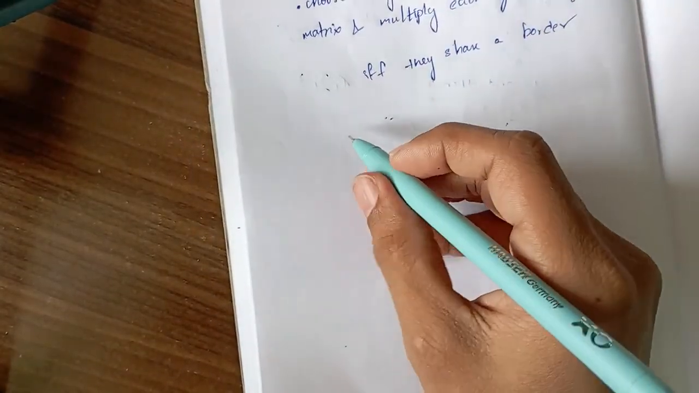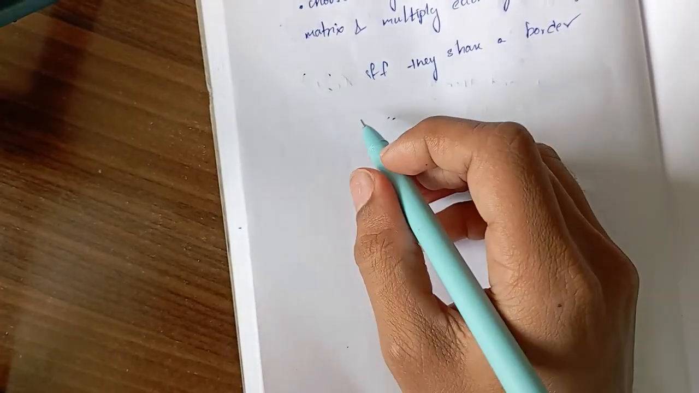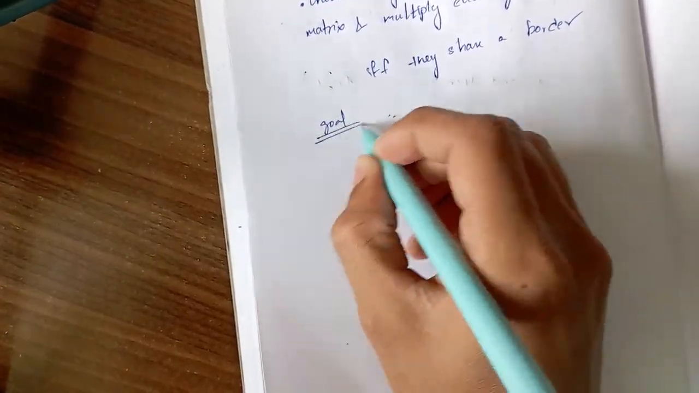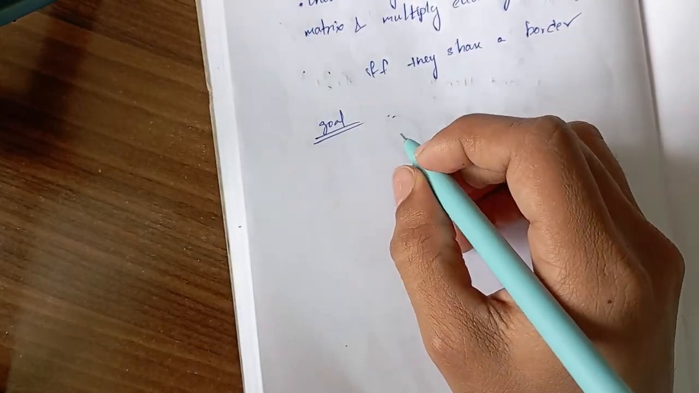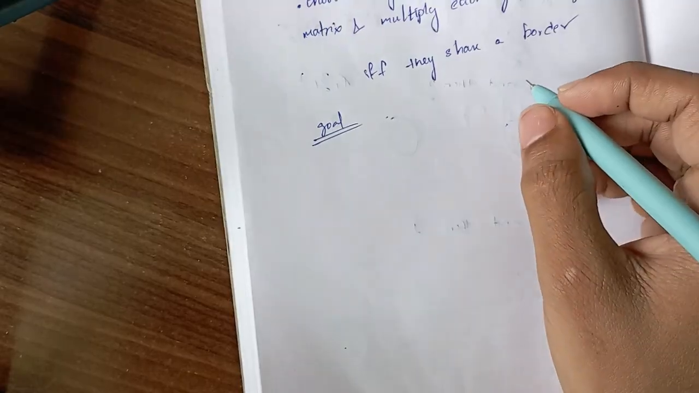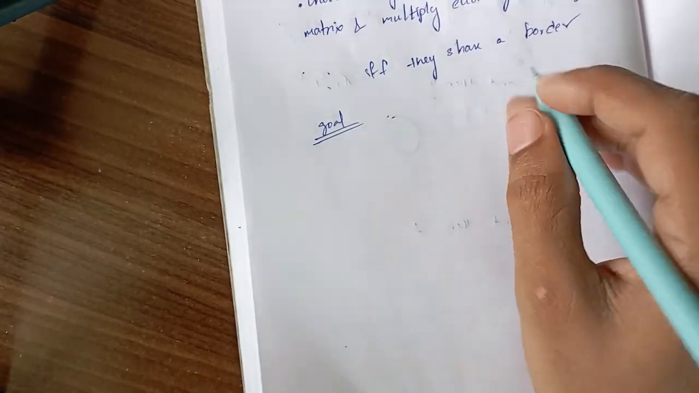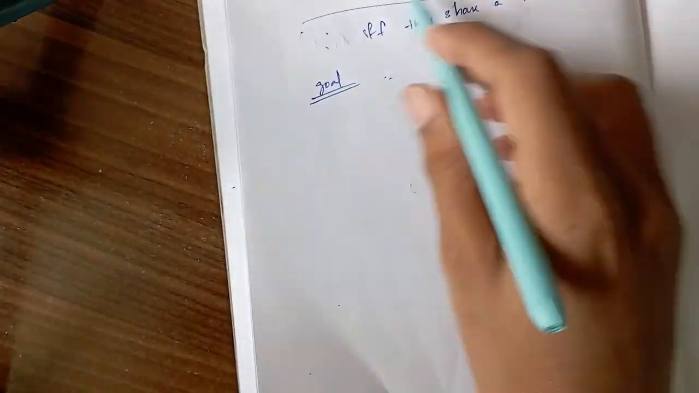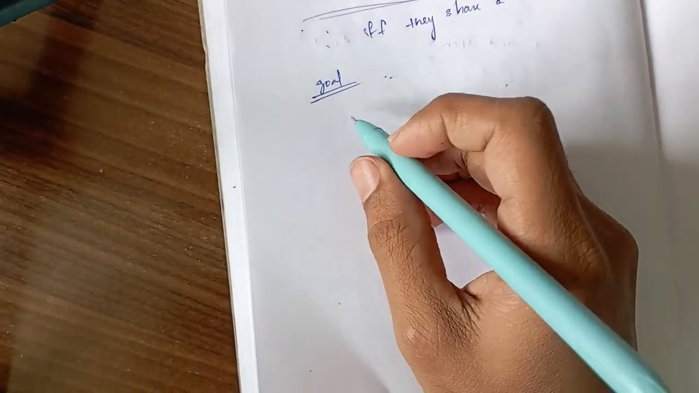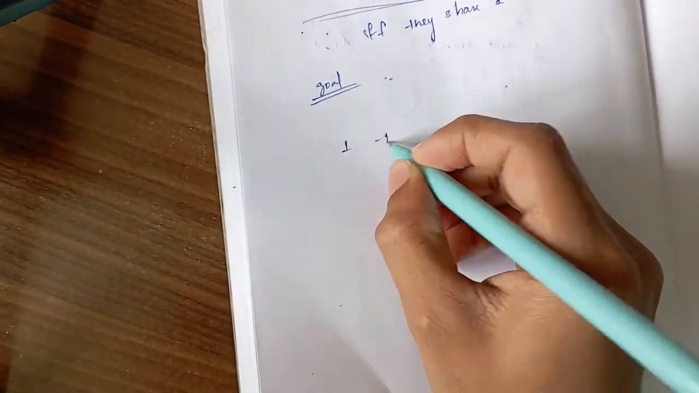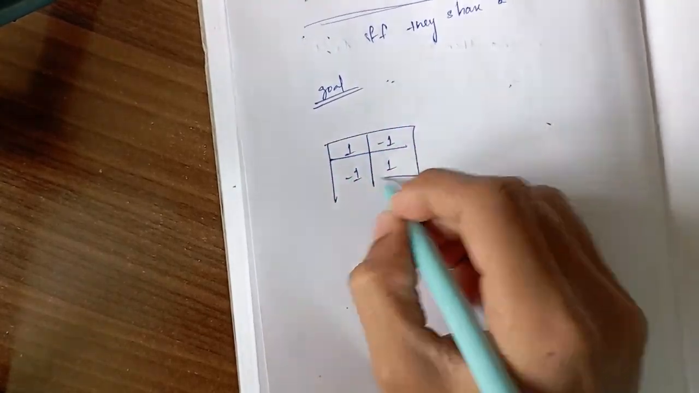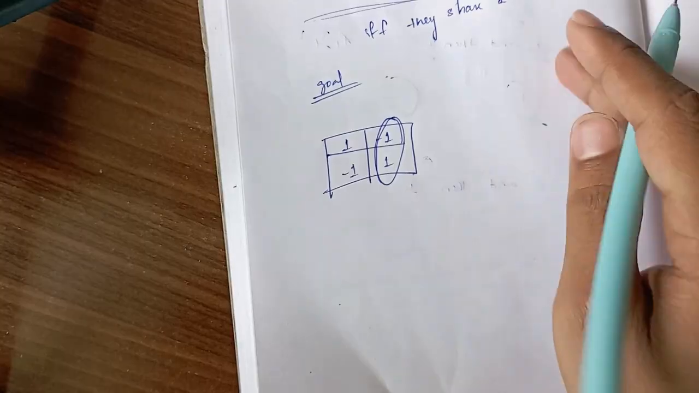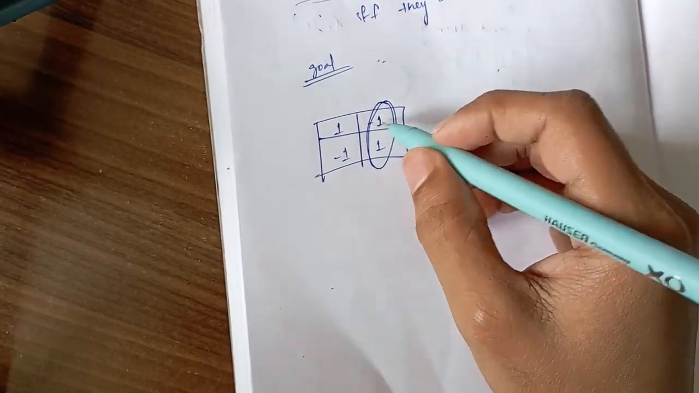So our goal is to maximize the summation of the matrix elements, and we need to return the maximum sum of the matrix elements using the operation. Here we are given an example: 1, -1, -1, 1. This is the matrix. If you see, these two are sharing the same border and they are adjacent.